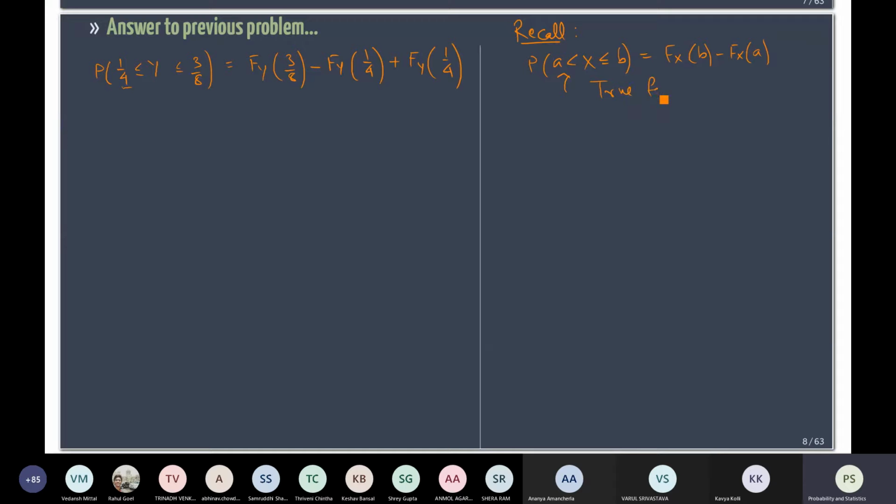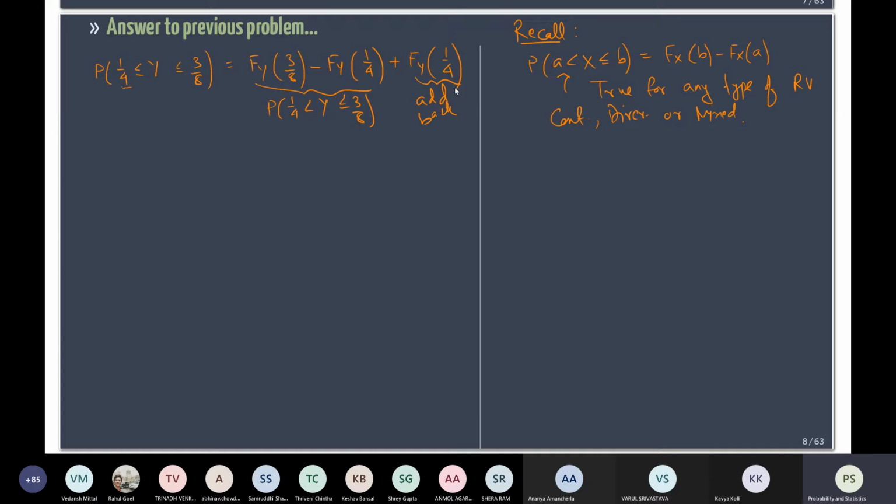This is true for any type of random variable, any type of random variable. It could be continuous, discrete, or mixed. Okay, so this can be verified. So we are applying this in the mixed case. We know that up to here is the probability that 1/4 < Y ≤ 3/8, and we added back this because this point was left. Remember that in the case of mixed, we are a bit careful. We add back.